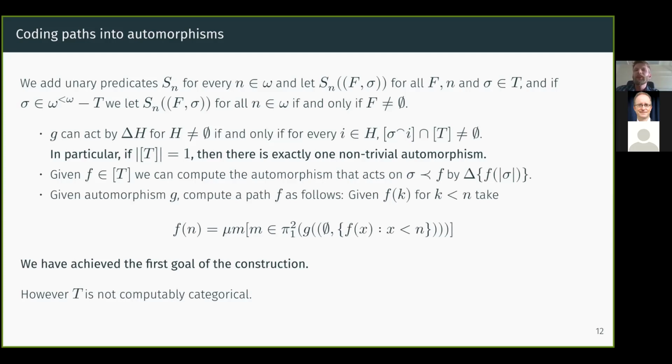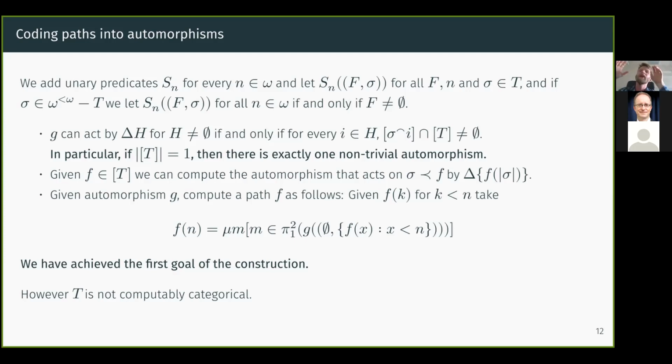And so how can we compute the automorphisms from the paths and vice versa? Well, given a path f, we can compute the automorphism that acts on an initial segment of f by just letting it act by the value of f on the length of this initial segment. And on the other hand, if I have an automorphism G, we can compute the path f.